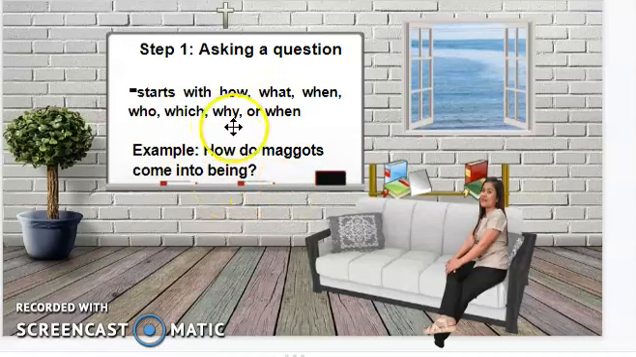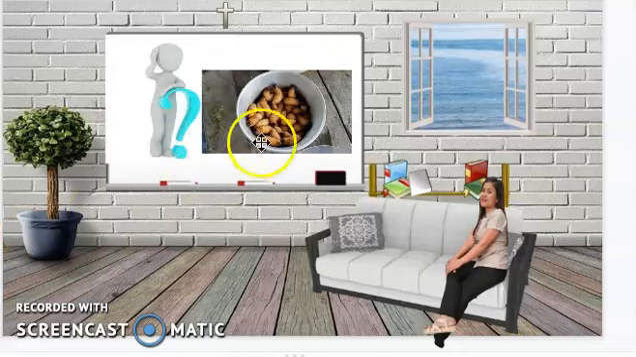So in this first step, you should have a good question. When I say a good question, it should be answerable and it should be testable. So can you see the picture here? Upon seeing the maggots, this person asked himself, how do maggots come into being?